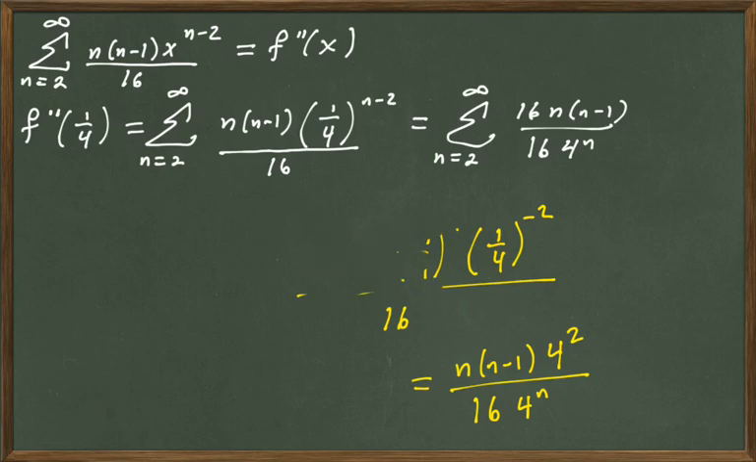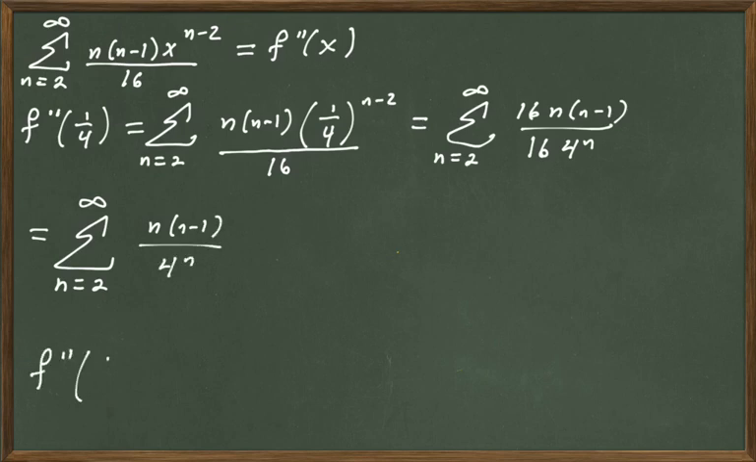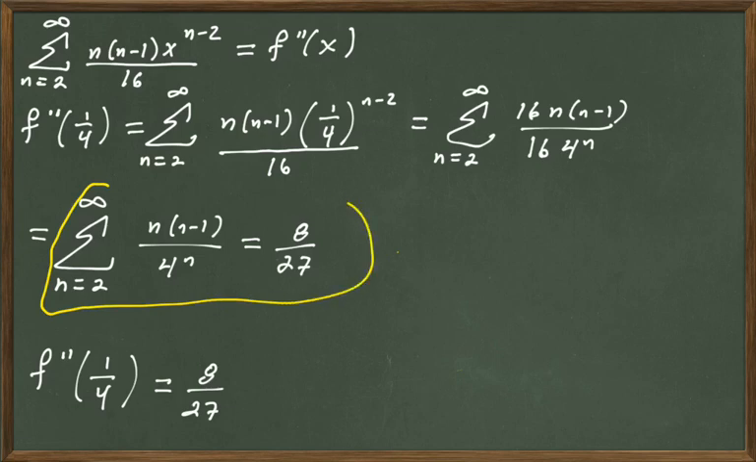So let's get this stuff out of the way. We're almost done here. Okay, so the 16 is absorbed, so we have the sum n equals 2 to infinity of n minus 1 over 4 to the n. And remember, the second derivative at 1/4 was 8 over 27, and that's exactly what the second derivative was this series here. So they started us off with this series, and they said, hey, what is the derivative of that?